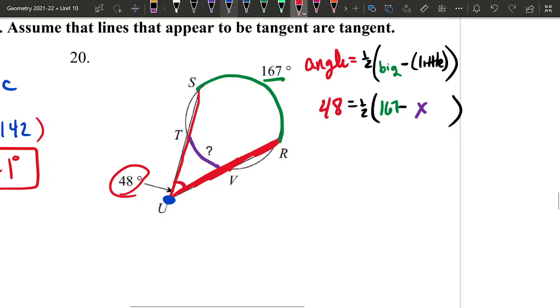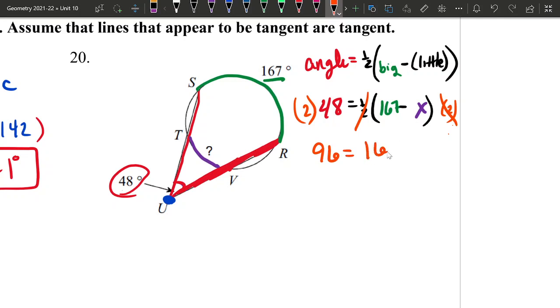All right, so to solve this one, I need to get rid of the half. To do that, I want to multiply by 2. Then 1/2 and 2 cancel. If I do it on one side, I need to do it on the other. 48 times 2 gives me 96. So 96 equals 167 minus X.